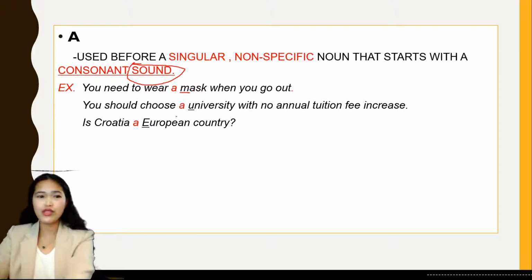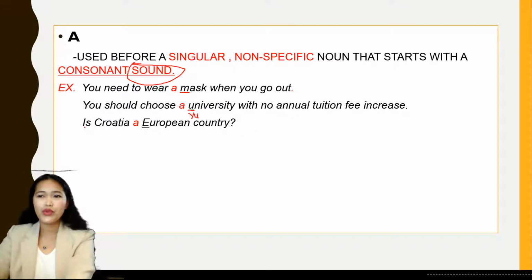You should choose a university with no annual tuition fee increase. A university. We have here U, which is letter U, which is a vowel. But why do we use a? It is because university is pronounced as university, Y-U. Okay? So university. You should choose a university with no annual tuition fee increase.